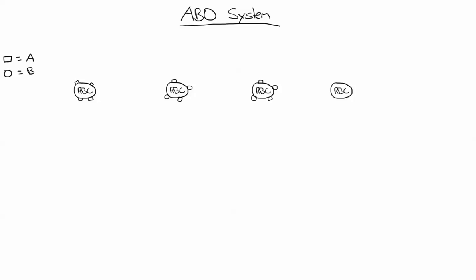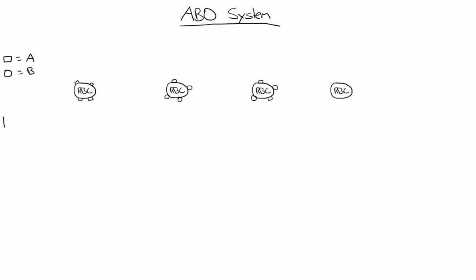So today we're going to be talking about the ABO system, and this system refers to the molecules on the surface of red blood cells, and they're classified depending on what these molecules are into this ABO system. Now, as you can see here, I've drawn 4 red blood cells, and they each have different combinations of molecules on their cell surface. So going from left to right, we're going to work through these.